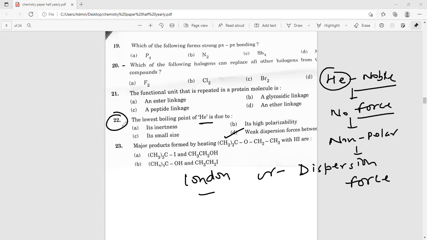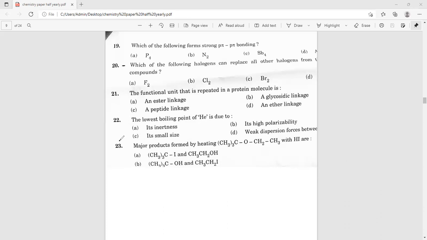Next one, the answer of 22 is D. Question number 23. This compound is formed: (CH3)3C-O-CH2CH3.